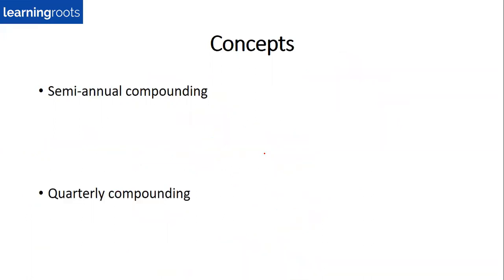Oh, before that, two quick things: semi-annual compounding and quarterly compounding. In case of annual compounding, you are calculating interest at the end of every year and then adding it to the principal to get the amount, which will be the principal for the next year. In semi-annual compounding, the compounding will happen after every 6 months. So after every half year, you will be calculating.